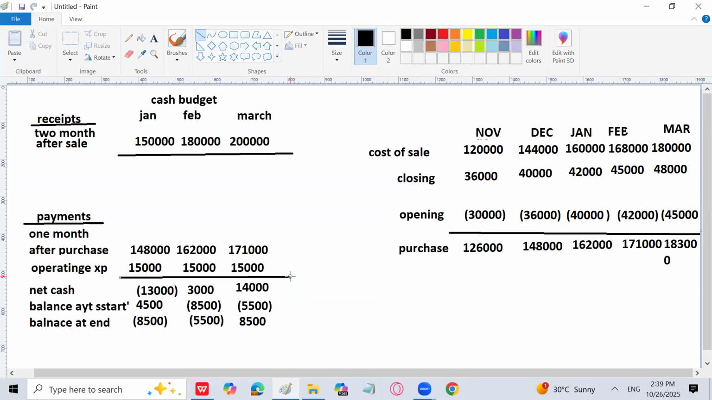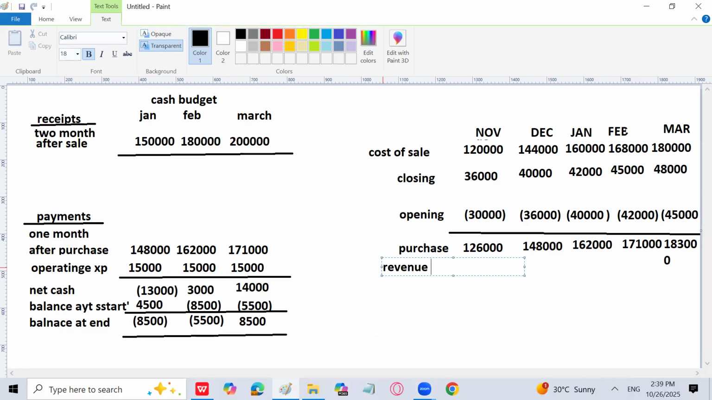Again, we have a positive balance of 8,500 at the end of the 3 months. So this is how we are done with this. Now we are going to prepare the income statement. Yes, we have to prepare the income statement for the 3 months.